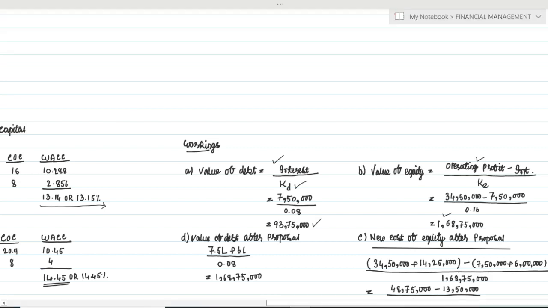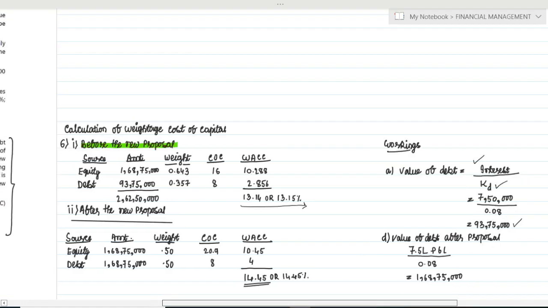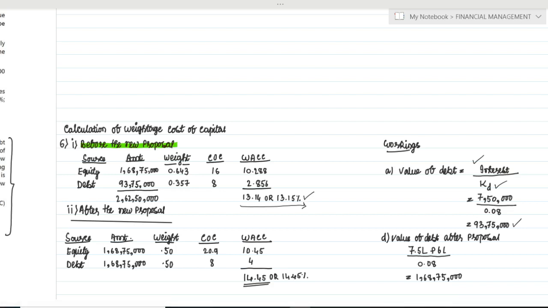In case of before new proposal, the weighted average cost will be 13.15%. And in case of requirement 2, the answer will be 14.45.